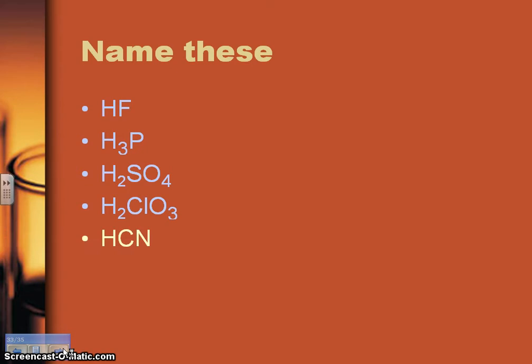HCN. CN is a polyatomic ion, however, CN does not have an oxygen in it. So we're going to use the nomenclature for a binary acid. So this would be hydrocyanic acid.